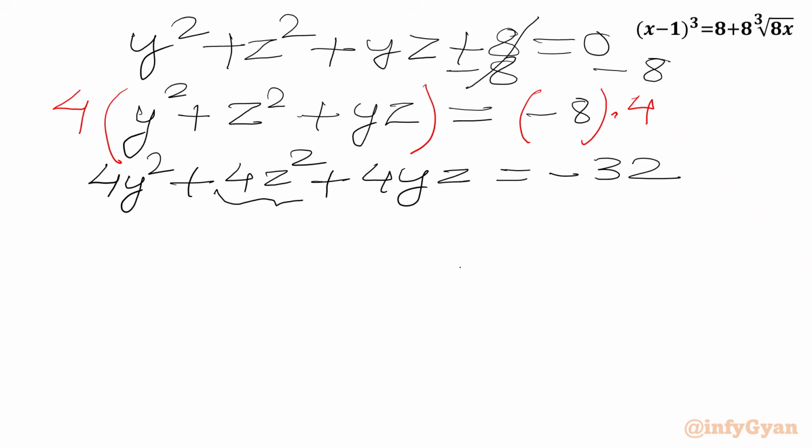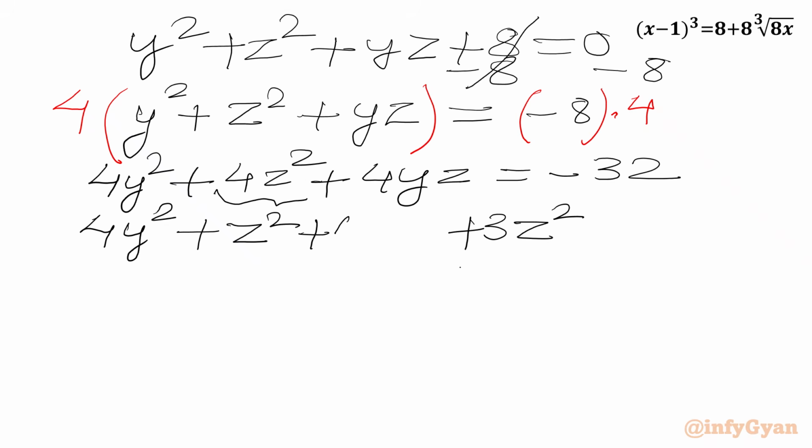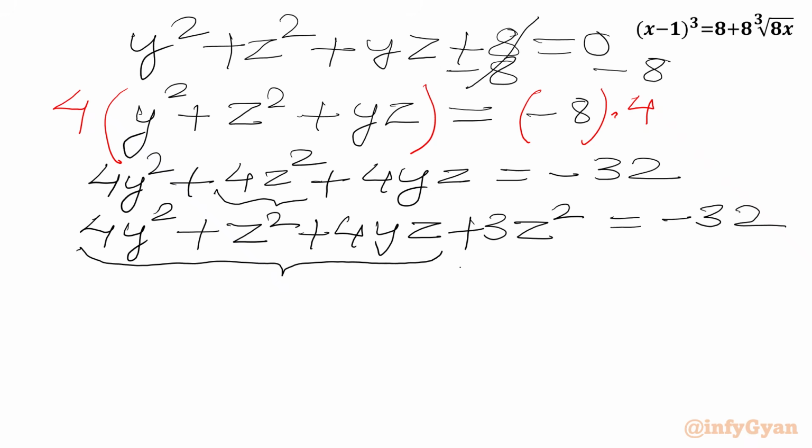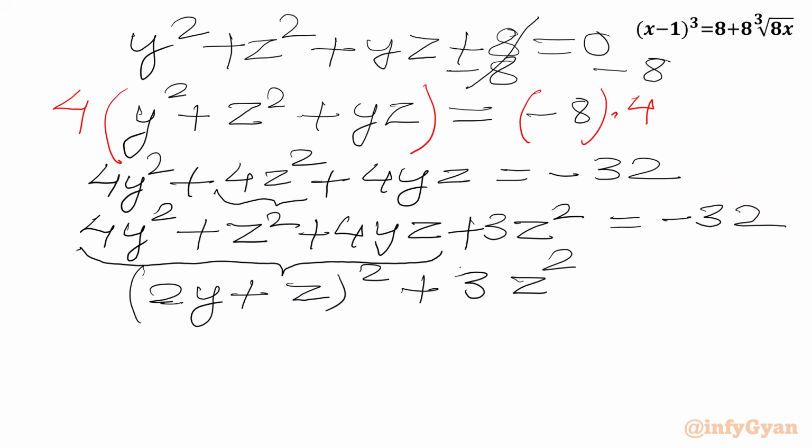Now we'll split 4z square. So I will write 4y square as it is. Then I will write 4z square plus 3z square. Then we have plus 4yz. RHS is minus 32. Now from the first 3 terms written over here, we will write one perfect square of 2y plus z. Then we have 3z square. In the RHS we have minus 32.